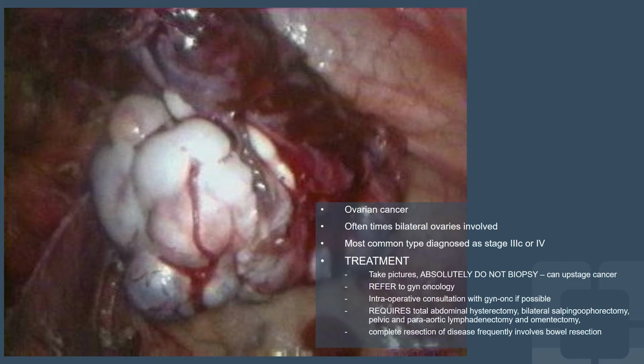This generally requires full staging: total abdominal hysterectomy with a big open incision, bilateral salpingo-oophorectomy, both tubes and ovaries, pelvic and para-aortic lymphadenectomy and omentectomy, and pelvic washings. And complete resection of disease frequently involves bowel resections.